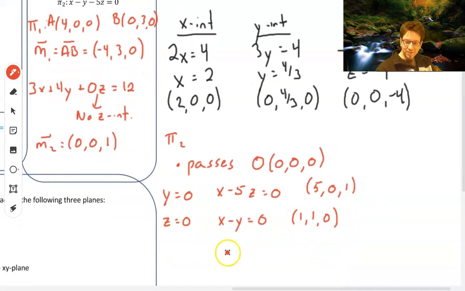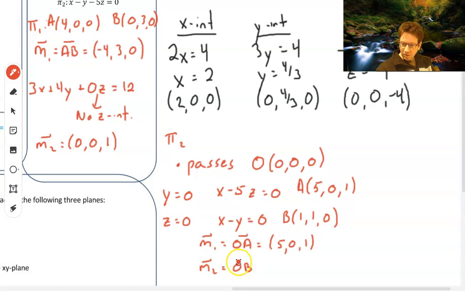Okay? And we can get our first direction vector, I should say, as if this is A and this is B, our first direction vector can be OA, which is just 5, 0, 1. And our second direction vector can be OB, which is just 1, 1, 0. And that's it for that lesson.